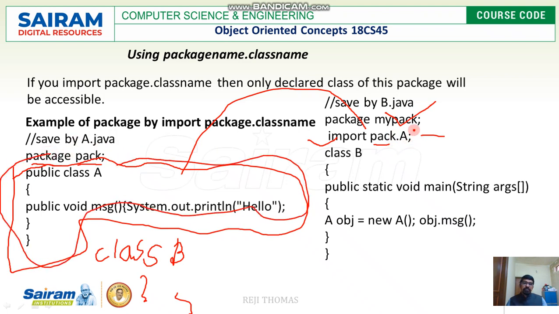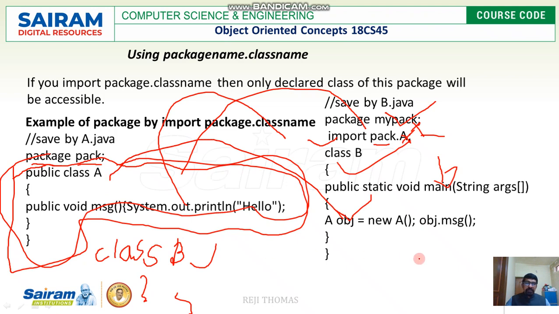If I don't use this, what happens? If I replace a with star, what happens? I'll be importing the entire package. That means I'll be importing class A as well as class B. Rest is the same. I've taken a class called B, where I've got my main method. I'll be creating an object of class A. So this is my class A. Using the object, I'll be accessing the method called msg.